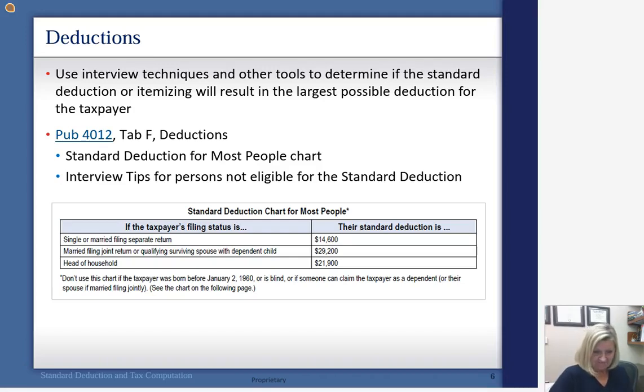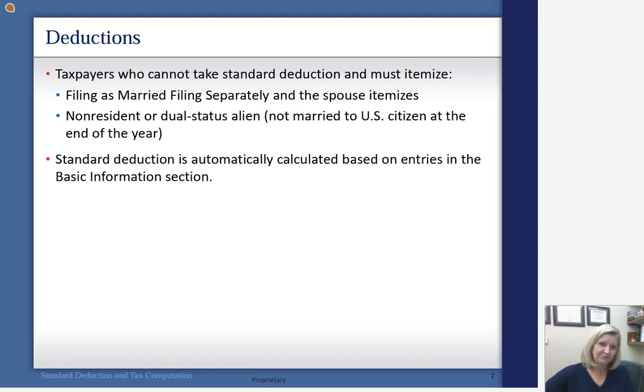If you look at page F3 of your 4012, this information is correct. If someone is single or married filing a separate return, the standard deduction is $15,000 this year. Married filing a joint return or qualifying surviving spouse with dependent child, it is $30,000 this year. And if they are head of household, it is $22,500 this year. So TaxSlayer will automatically put those numbers in, but I don't want you to think that these numbers on this slide are correct because the IRS did not get that updated.